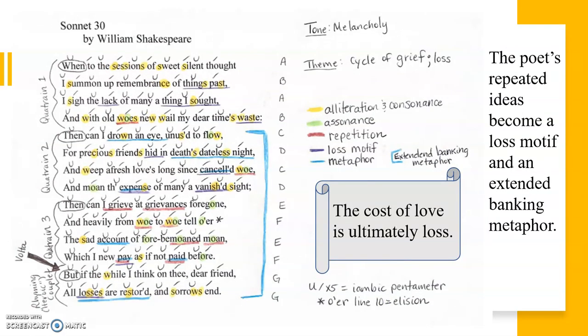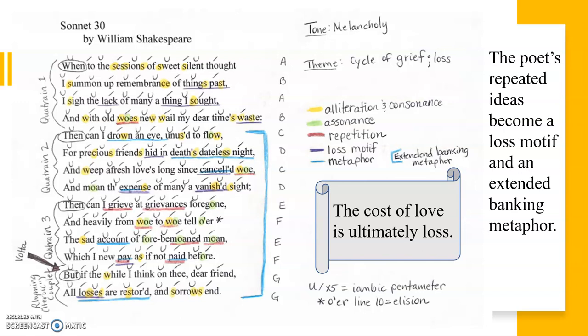And then there are some motifs that start coming in. And I think motif is kind of a natural extension of repetition because it's the repeating of ideas and images that help build a mini theme and make us understand the message. So in this case for loss, I marked things past, lack, things I sought, waste. So in the first quatrain, it's sort of maybe this general sadness that's coming over the speaker. And then in quatrain 2, hid, canceled, expense, vanished.